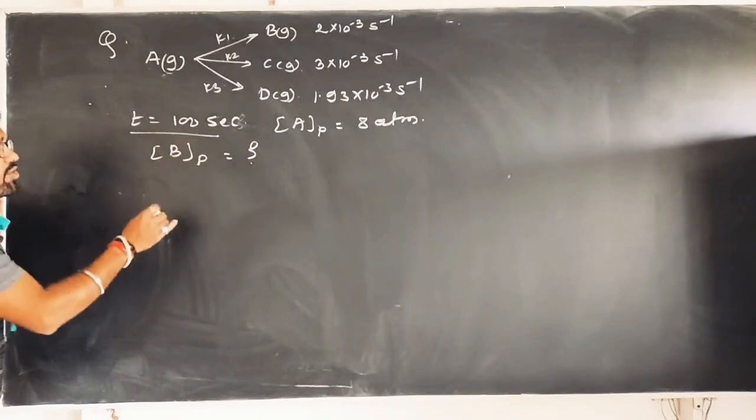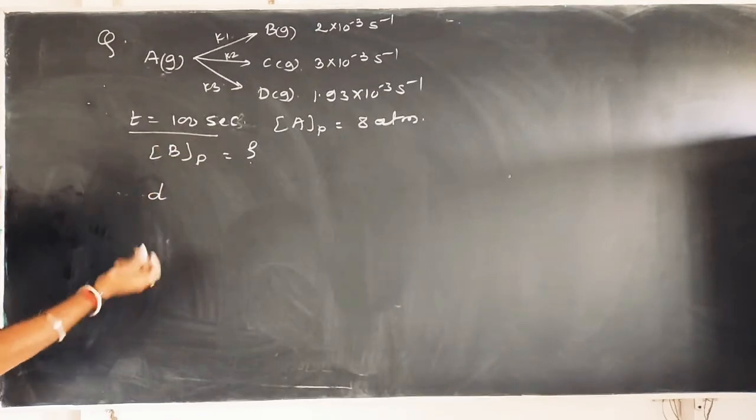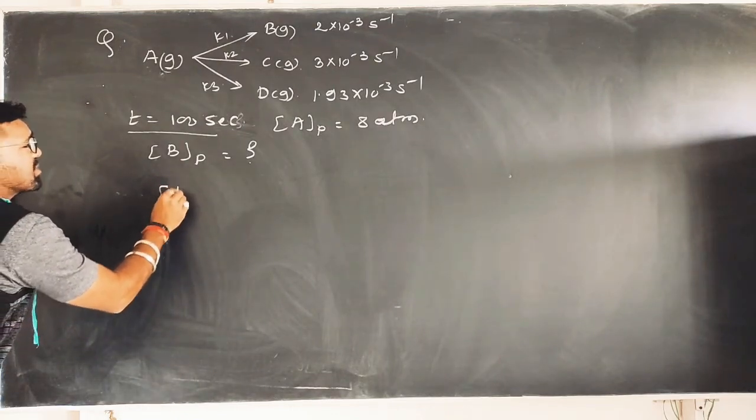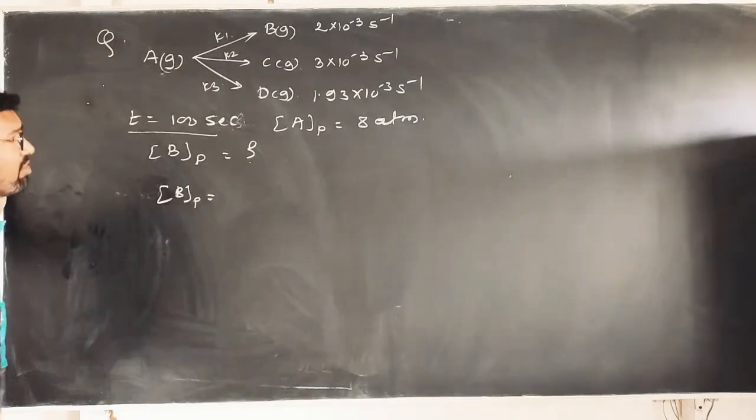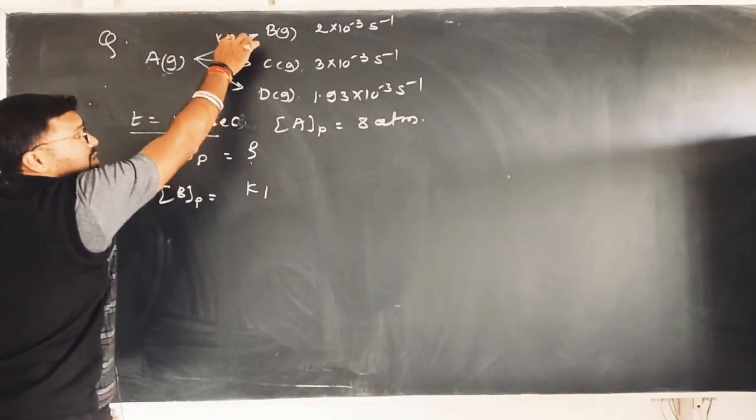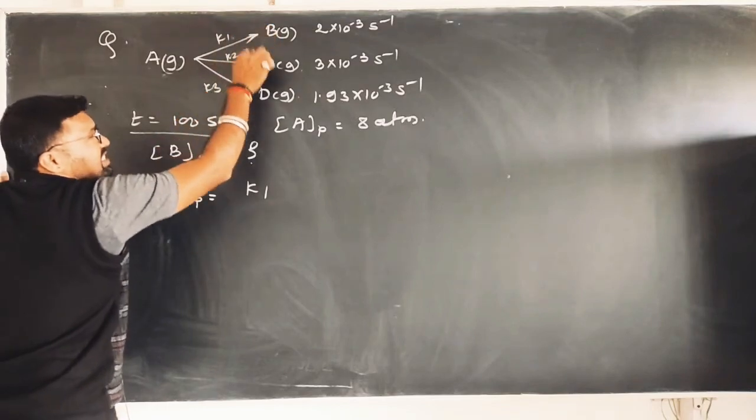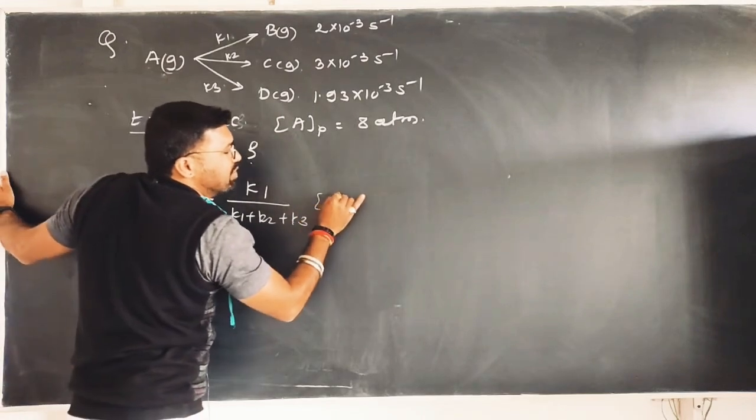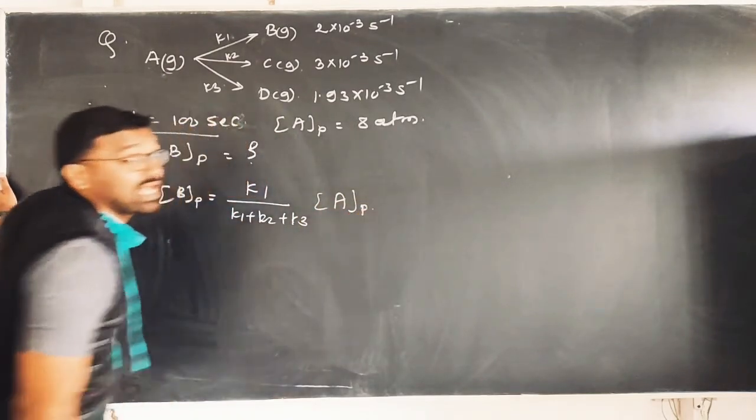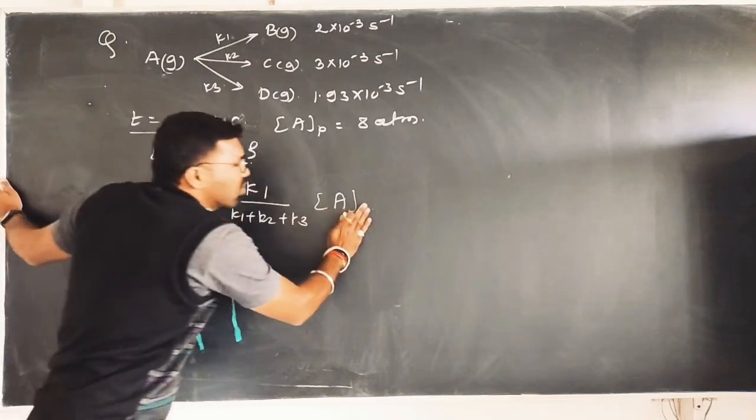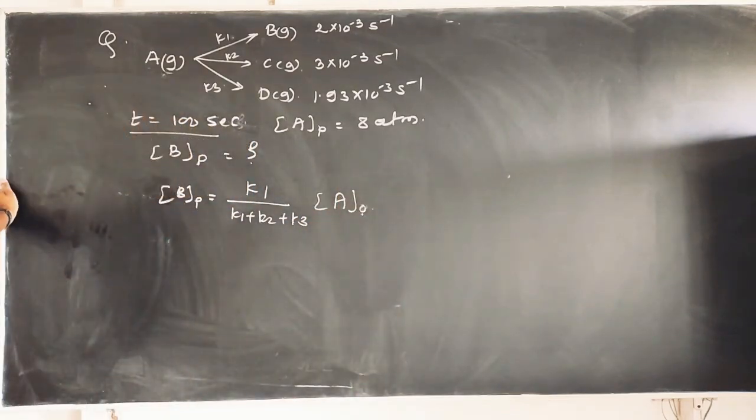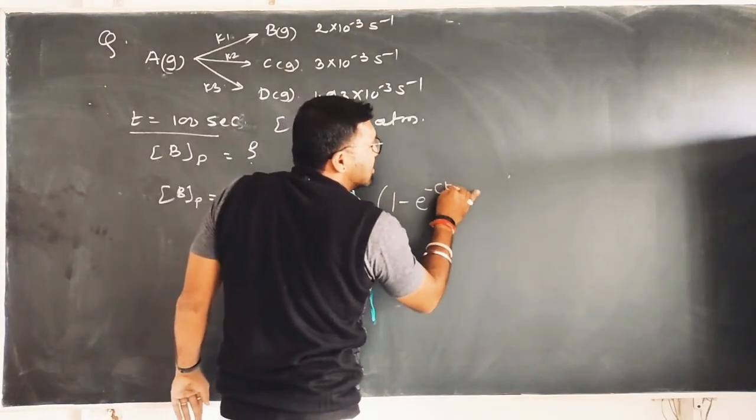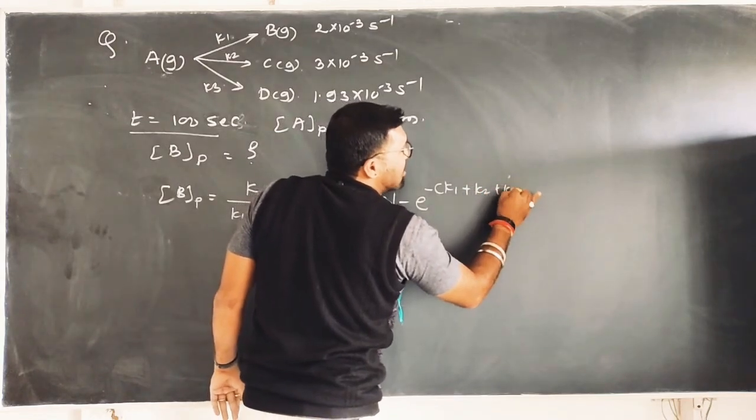By using the formula, the partial pressure of B after 100 seconds is equal to K1 over K1 plus K2 plus K3, since there are three reactions, into the initial pressure of A, P0, into 1 minus e raised to minus (K1 plus K2 plus K3) into t.